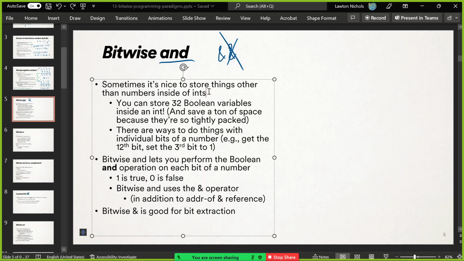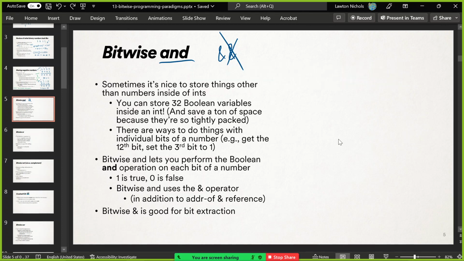Sometimes we have a number, and we don't really want to store a number in that number, if that makes any sense at all. Sometimes it's nice to store things other than numbers inside of ints. For example, if I had a 32-bit number, I could store 32 Boolean variables very compactly, right? They're all right next to each other. And so you could have some very long number, 1, 1, 0, 32 of them. And you could look at each bit and you're like, all right, this bit means, like this is a video game or something. If this bit is set to a 1, that means your character has an extra life or something.